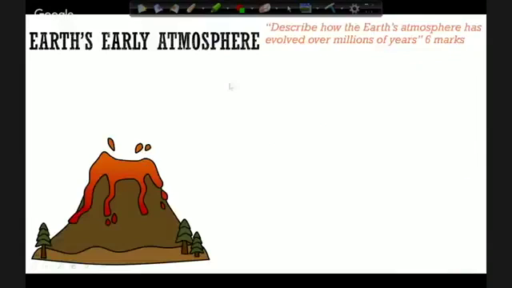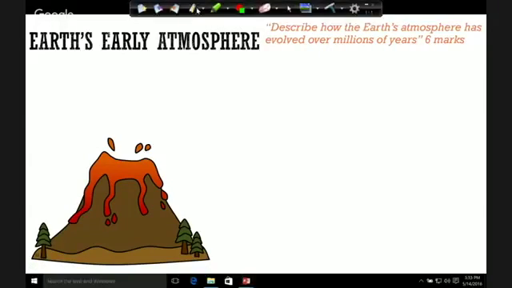Okay, moving on, we're going to talk about the Earth's early atmosphere and how that evolved over time to the atmosphere that we've got today. So I'm again going to put it in this 6-marker kind of scenario because there's a lot to go through here. We're going to talk about describing how the Earth's atmosphere has evolved over millions of years. So if you've got this kind of question, you need to think about the early atmosphere, how it's changed, and then the modern atmosphere. So let's start off with the early one.